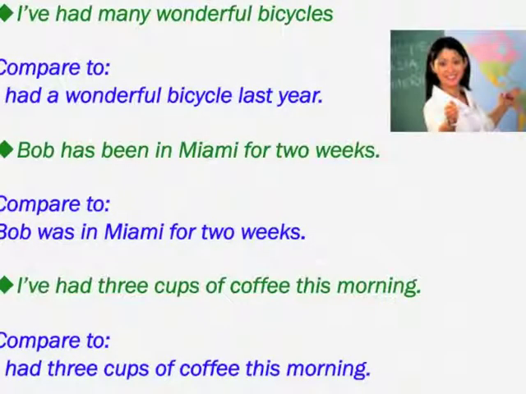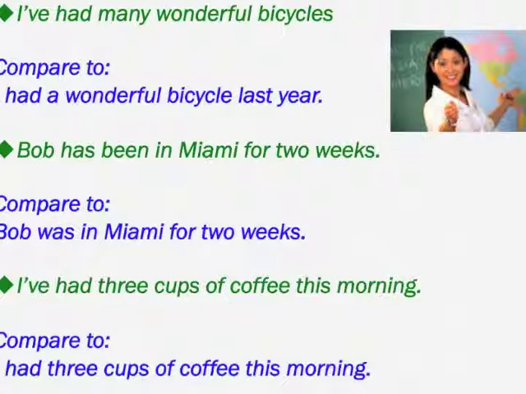More examples. I've had many wonderful bicycles. Do I still have wonderful bicycles? Yes. We're using present perfect that tells us this is something that started in the past, but it's still true today. Compare that to I had a wonderful bicycle last year. Do I still have a wonderful bicycle? No. Simple past tells us the action is over and finished.